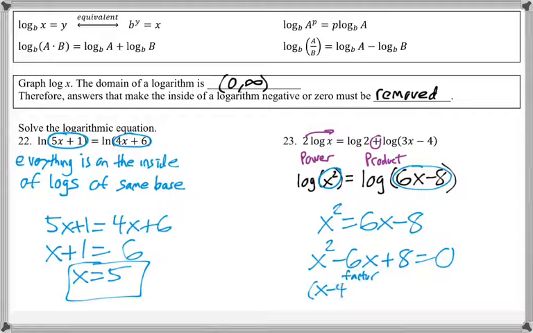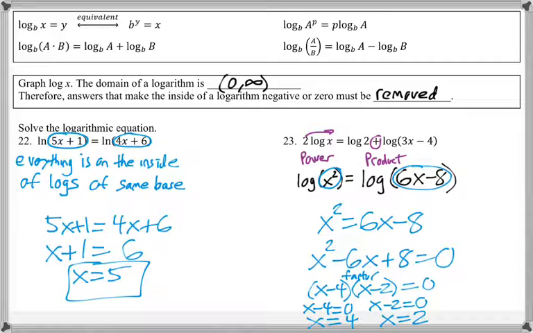So this is x minus 4 times x minus 2 is equal to 0. And then set x minus 4 equal to 0, x minus 2 is equal to 0. So x is equal to 4 and x is equal to 2.